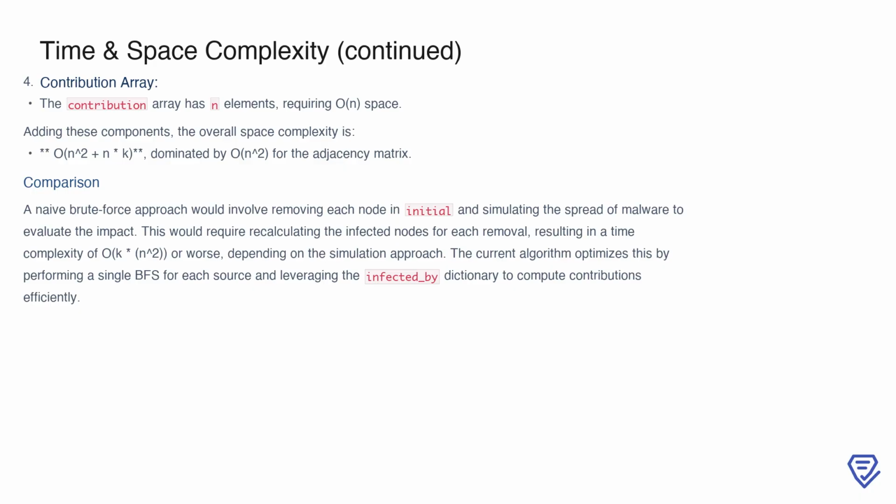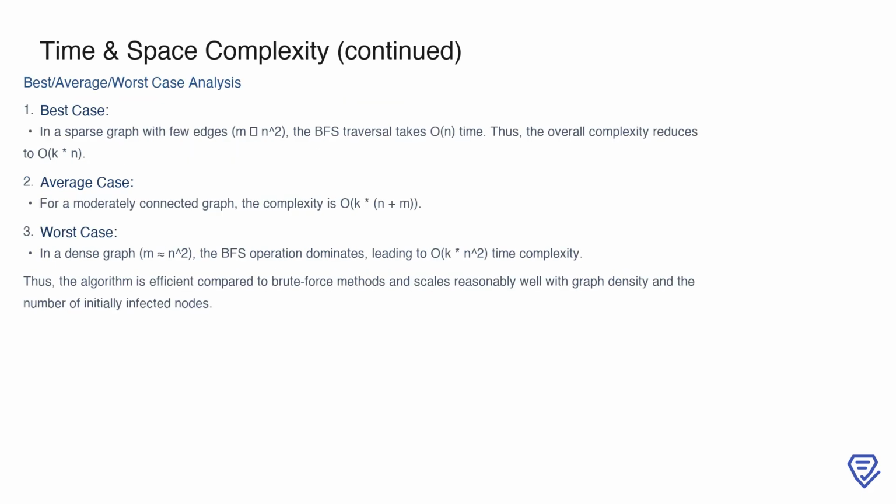Now, let's analyze the algorithm's performance in different scenarios. In the best case, where the graph is sparse with very few edges, the BFS traversal is efficient and takes O(n) time. This results in an overall time complexity of O(k * n). For the average case, where the graph is moderately connected, we observe a complexity of O(k * (n + m)), balancing both nodes and edges. In the worst case, if the graph is dense with nearly the maximum number of edges, where m approaches n squared, the BFS operations dominate. Here, the time complexity becomes O(k * n squared).